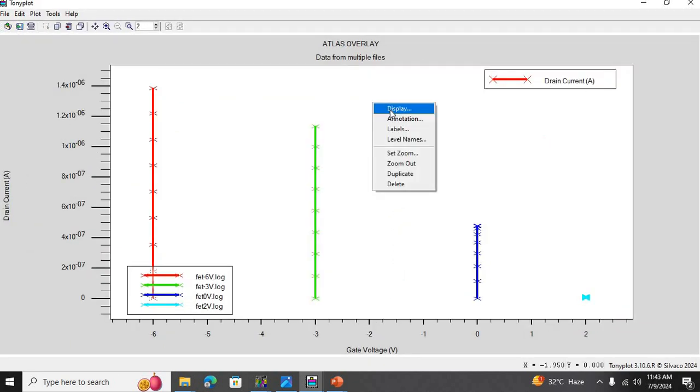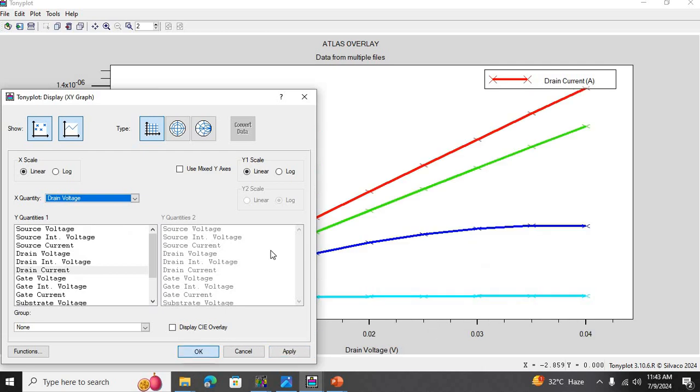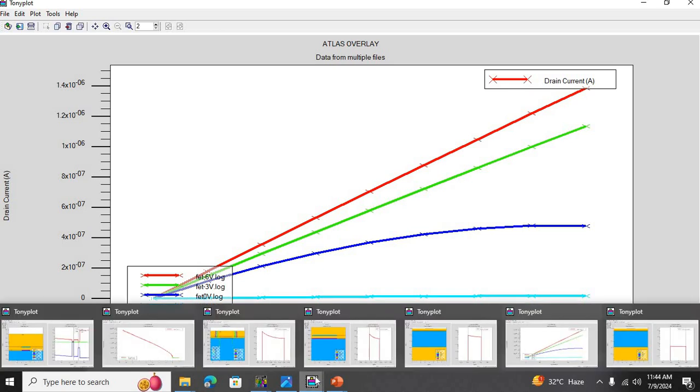And now finally, here are the ID versus VDS characteristics of the structure. The drain current versus drain voltage at different gate voltages. The red curve corresponds to a gate voltage of minus 6 volts. The green curve corresponds to a gate voltage of minus 3 volts. The blue corresponds to 0 volts, and this cyan color corresponds to 2 volts. So by sweeping the gate voltage from negative to positive, the drain current is decreasing versus the drain voltage.